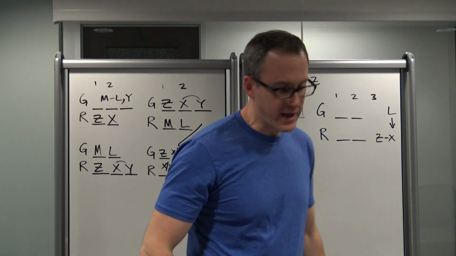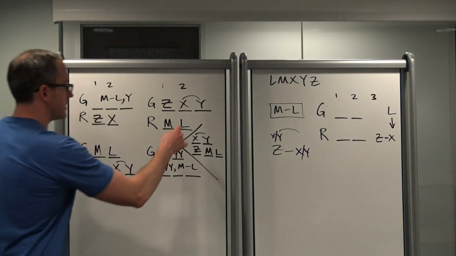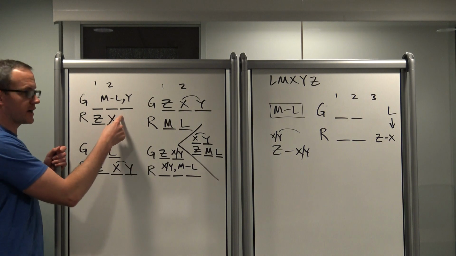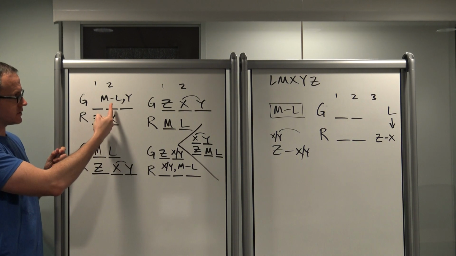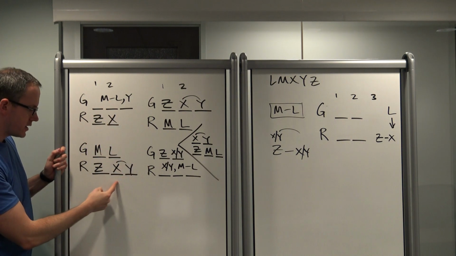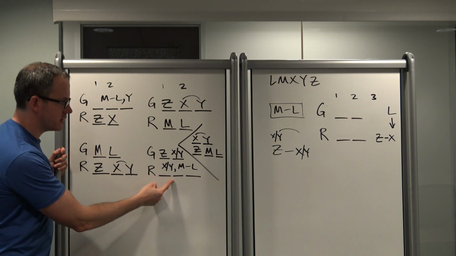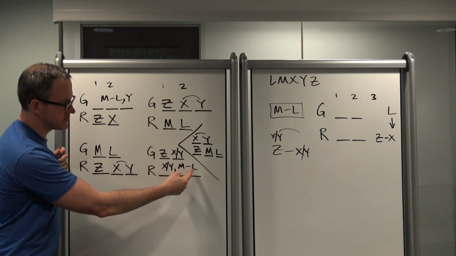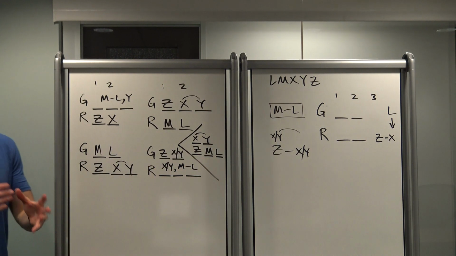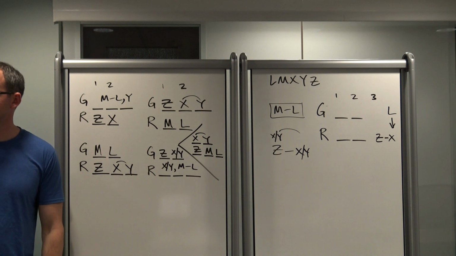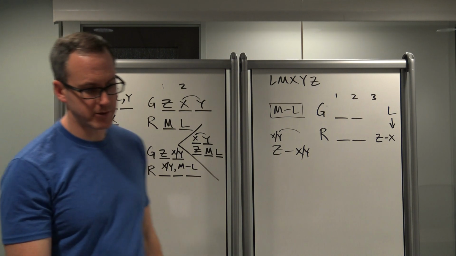How about L and Z? Could L and Z be together here at the same time? No, because the earliest the L could be is 2. Here? Same problem, because the earliest the L could be is 2, and here it can't be happening. So L and Z can never be at the same time. That's got to be the answer.